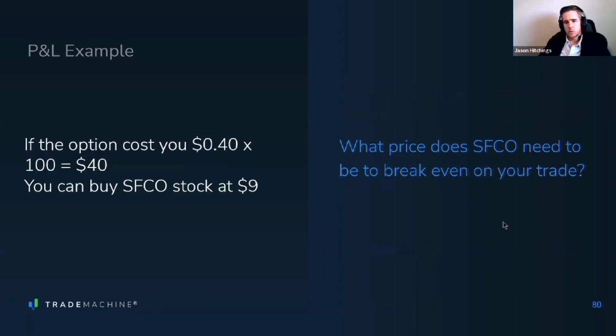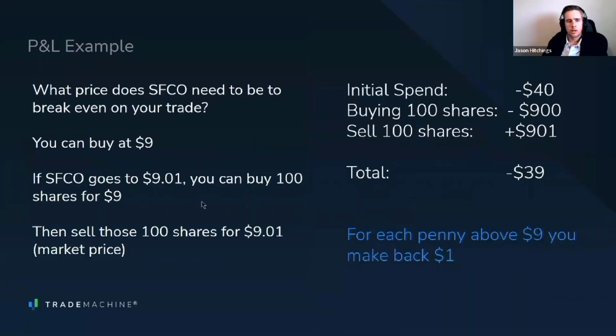So now the next question is, what price does this Safeco company need to hit to break even on your trade? So you spent $40 to buy 100 shares at $9 or above. What's the price that the stock needs to be where this trade at least broke even? So for every penny above $9 that this company goes, you can buy 100 shares and you can sell it back immediately to the market for $9. So if it's at 901, you can buy it at 901, sell it back at 9, and you make $1. You still spent $40, and so you still lost $39.